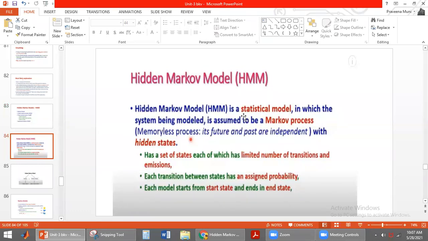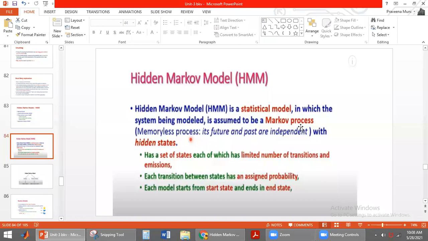A hidden Markov model is a statistical model in which the system being modeled is assumed to be a Markov process. A Markov process is nothing but a memoryless process, so its future and past are independent. The current state depends only on the past state. If you take its future and past, these are independent.